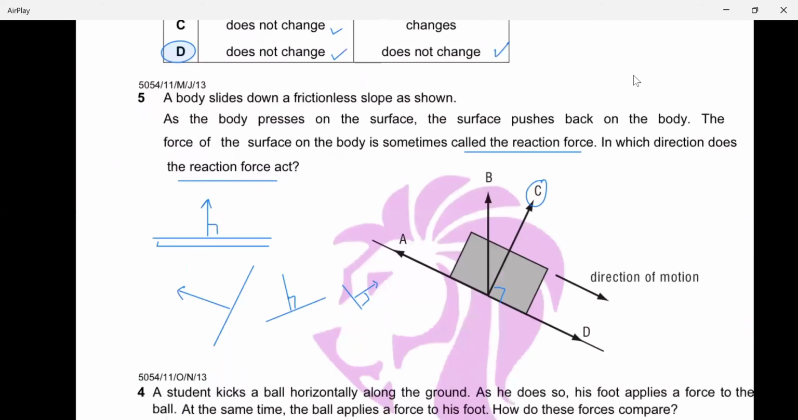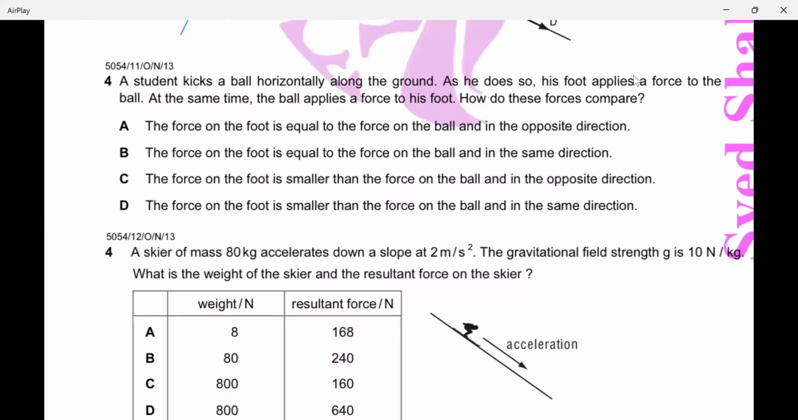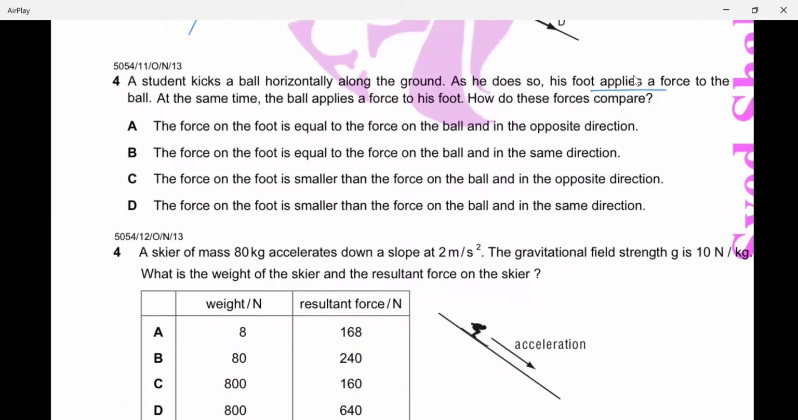उसके बाद है: a student kicks a ball horizontally along the ground. As he does so, his foot applies a force to the ball. At the same time, the ball applies a force to his foot. अब देखो कौन सा लॉ हो गया, यहीं से समझ आ जाता है. Third law. How do these forces compare? The force on the foot is equal. I guess the force on the foot is smaller.